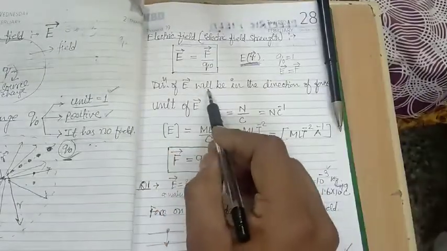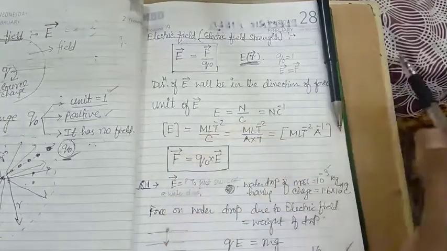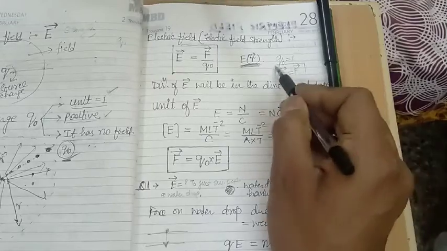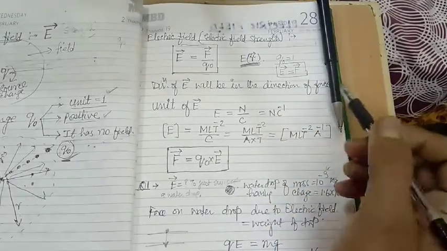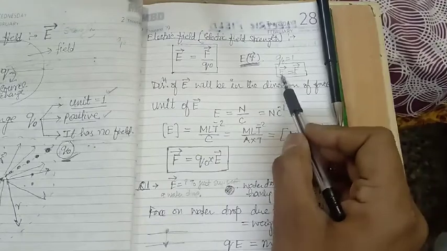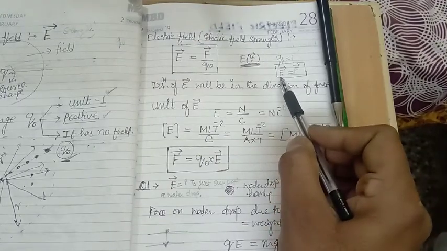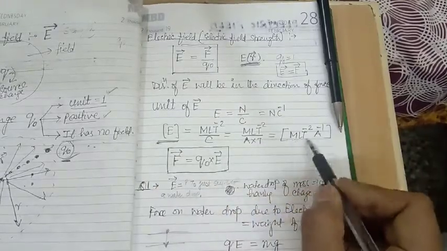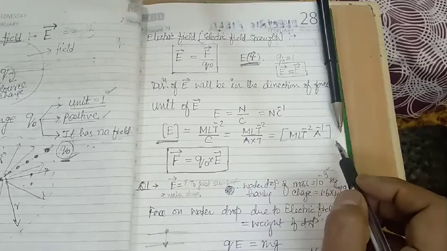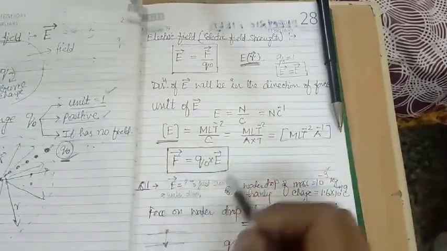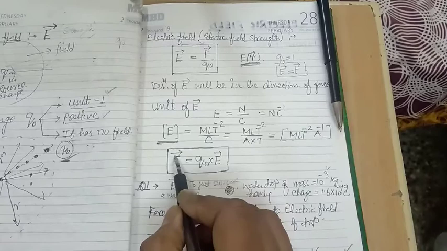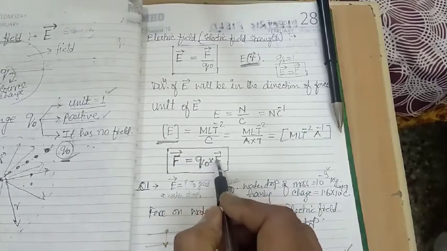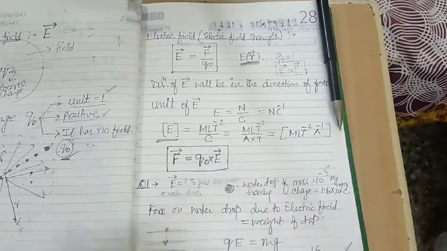The direction of electric field will be in the direction of force. Why? If we keep Q naught equal to 1, then E will be just equal to F. Then the direction of force will be the direction of electric field. Also, we can find the dimension of electric field, which is MLT^-2 A^-1. From this we can also find the force experienced by the test charge, which is Q naught into E, charge into electric field.